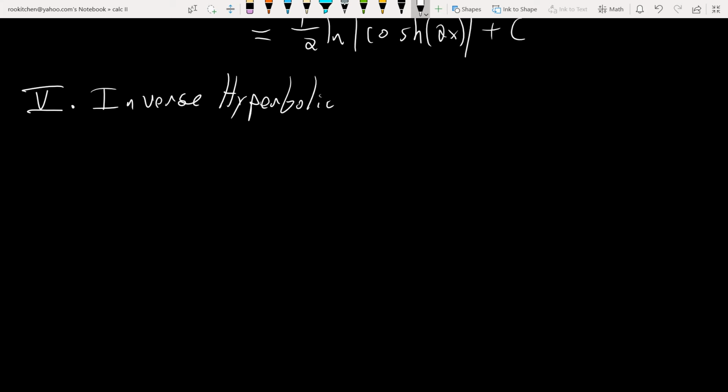Okay, so anyways, inverse hyperbolics, like I said, there's probably going to be 1 or 2 questions in the homework on them, but I'm not going to put it on tests. So not on tests.